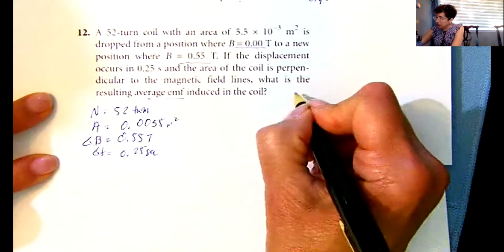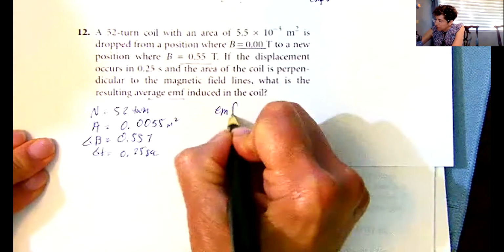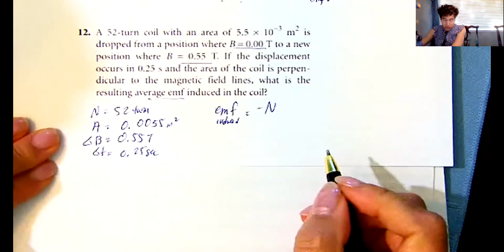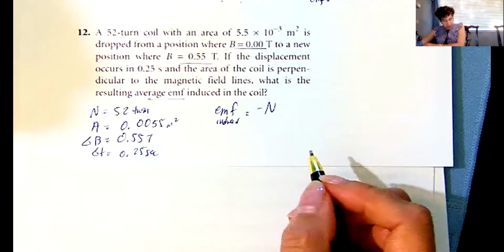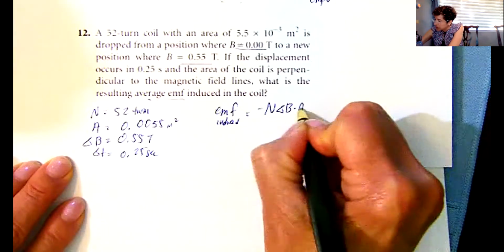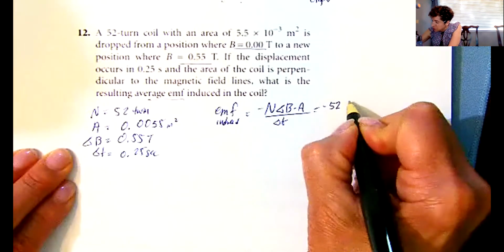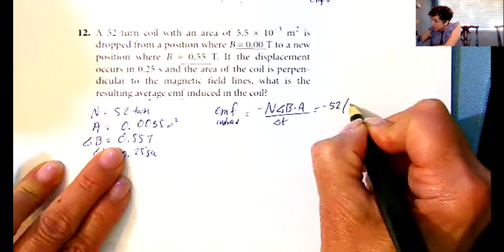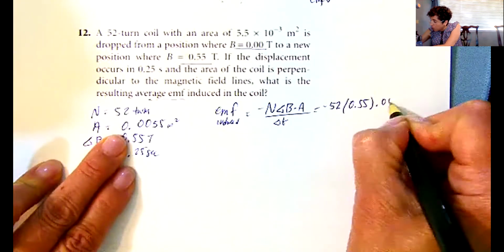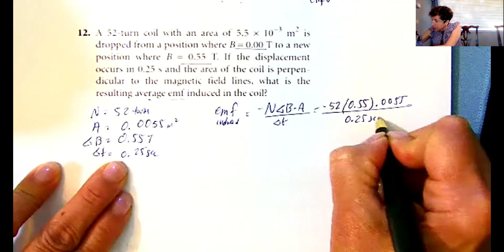All right, so we just go back to our original equation. EMF, or the voltage induced, is equal to negative N, the number of turns, times the change in magnetic field times the area, all over the time. So we've got 52 and our magnetic field is 0.55 Tesla. And we're going to multiply that by the area, which is 0.0055 square meters, all divided by 0.25 seconds.